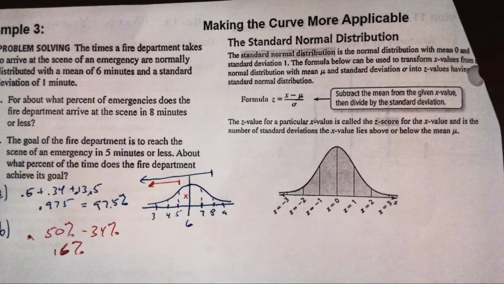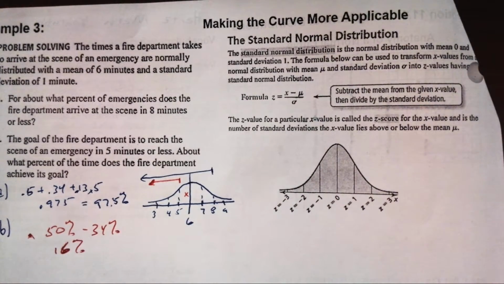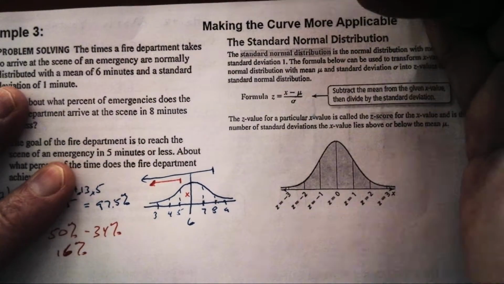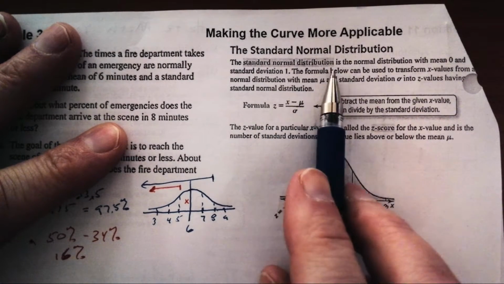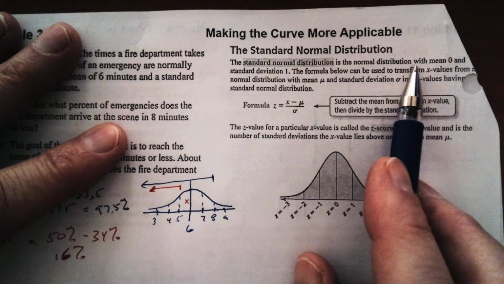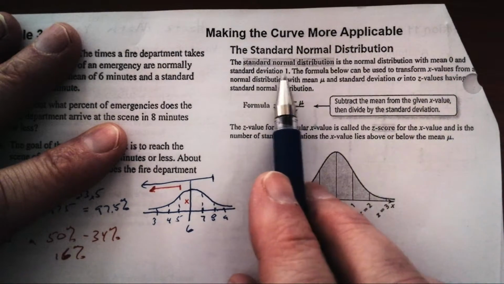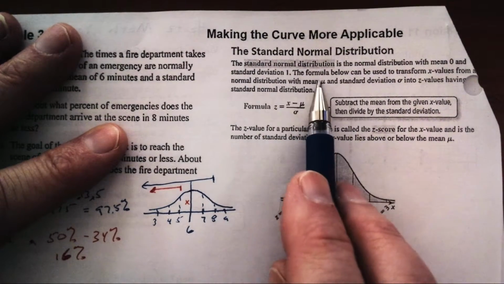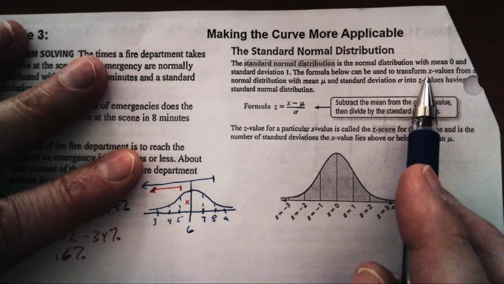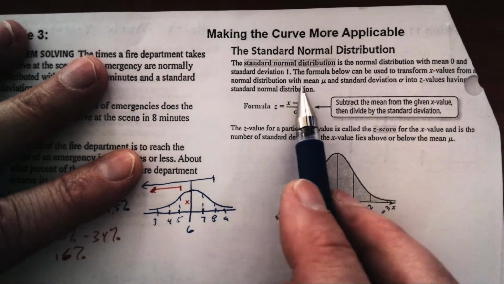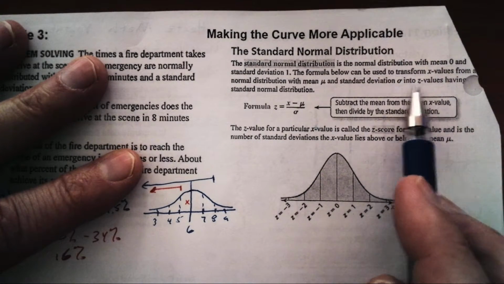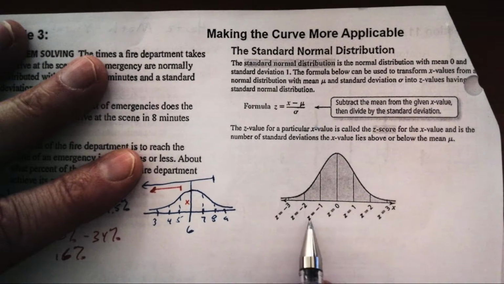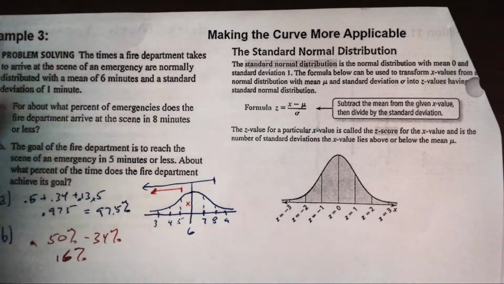However, for our purposes right now, we're going to go through what's called a z-score, and you'd do that anyway if you weren't doing it by hand. But let's talk about this. The standard normal distribution is the normal distribution with a mean of 0 and a standard deviation of 1. That's for convenience. The formula below can be used to transform x values from a normal distribution with mean mu and standard deviation sigma into z values, where now z is our standard deviation.